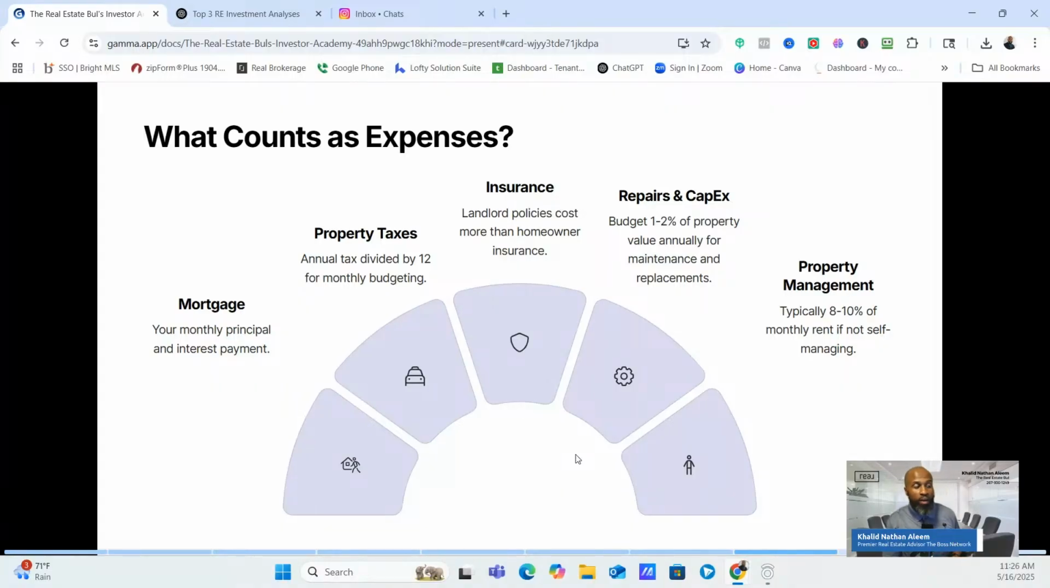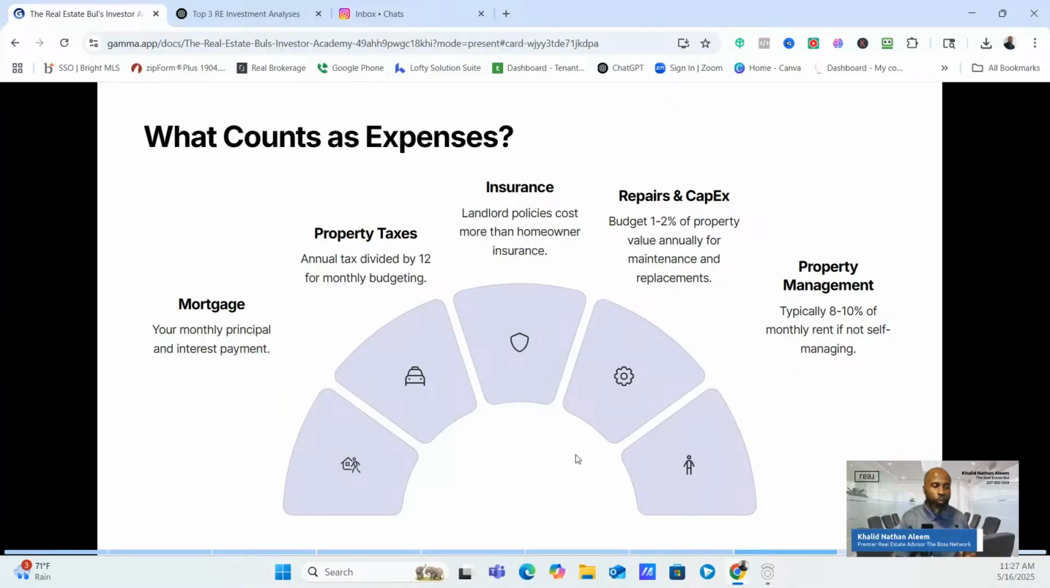You also want to put property taxes in your formula. You also want to put insurance in because you have homeowners insurance. So you want to get some quotes, or you can ask ChatGPT all this. This is important also.